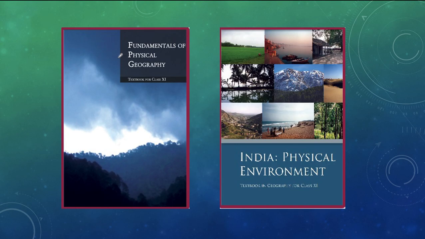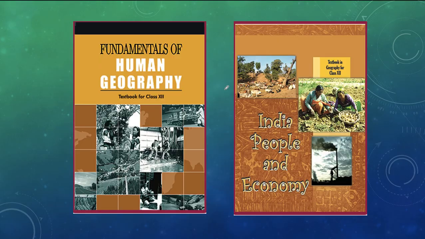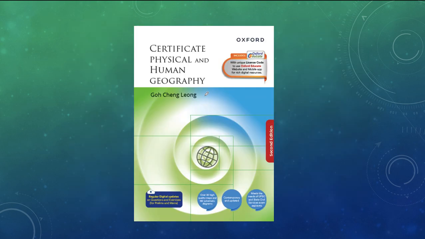Coming to the new NCERT, here you need to read the 11th standard NCERT books, that is Fundamentals of Physical Geography and Indian Physical Environment. And coming to the 12th standard new NCERTs, we need to cover Fundamentals of Human Geography and India: People and Economy. With the help of these NCERTs, new and old, we can answer the maximum part of the questions in the UPSC mains exam.